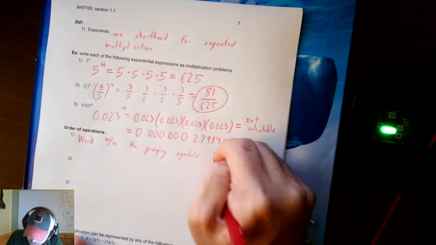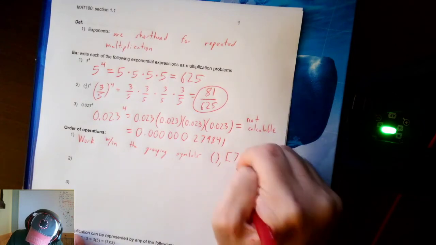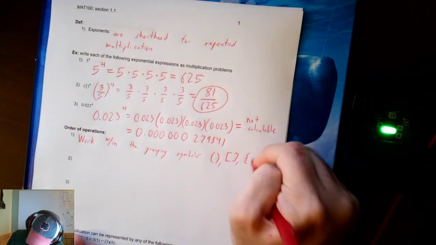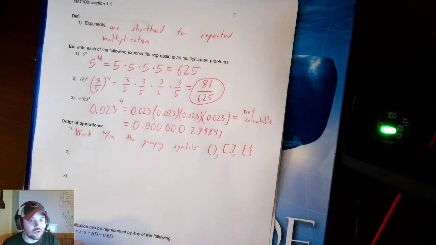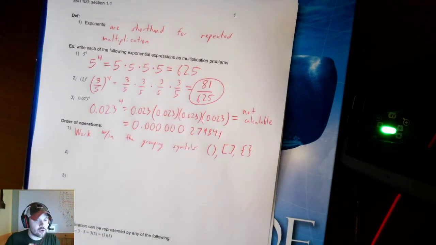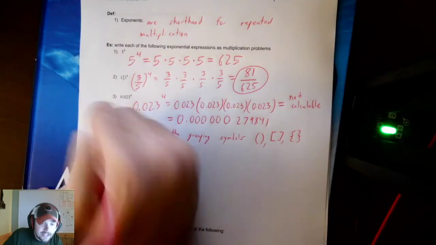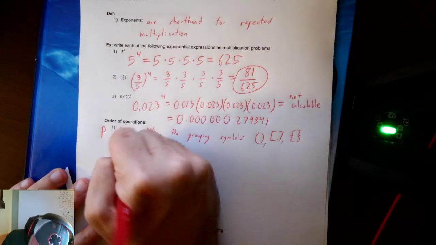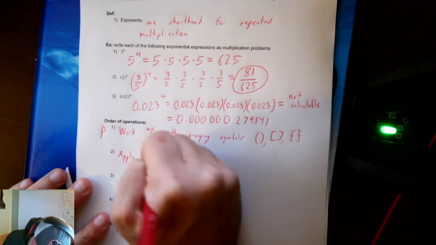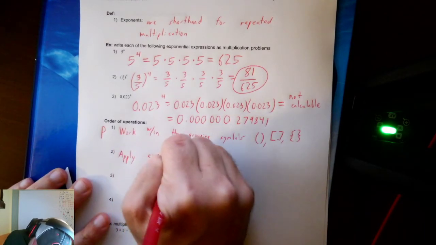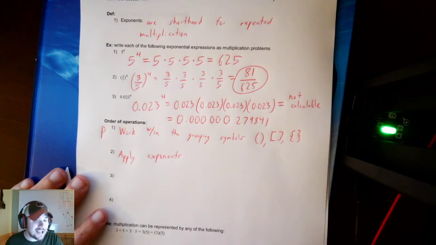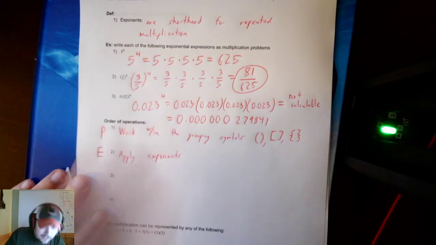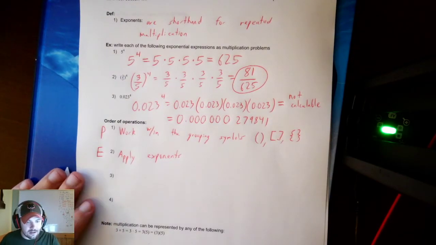Which, if you need reminders, are parentheses, brackets, braces, grouping symbols, right? You work within the grouping symbols. That's the first step. Some people like to think of this as the P for PEMDAS, parentheses, right? The second step is apply exponents. We apply exponents. That's the E in PEMDAS. So we do group symbols first, then exponents.